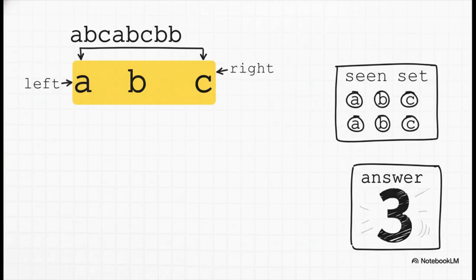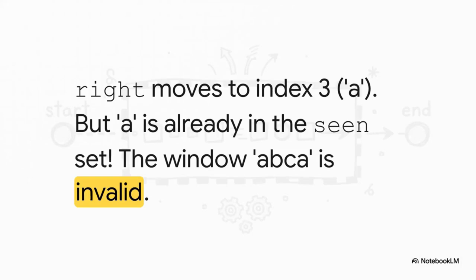Let's do it again. Right moves to C. Is C in seen? Nope. Perfect. Add it. The window is ABC, length is 3. Our answer is now 3. And here it is. This is where the magic happens. The right pointer moves 1 more step to index 3. The character there is A. We check our seen set, and uh-oh, we've seen A before. It's already in our set. Our current window, ABCA, is invalid because it has a repeating character.